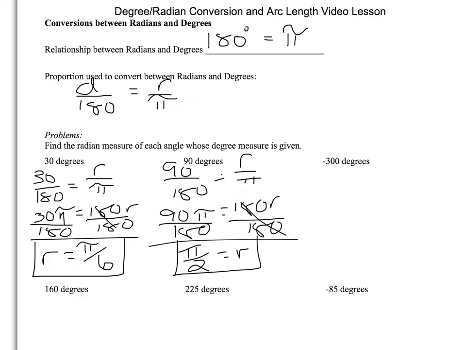Now there is an easy shortcut to do these problems if you want. And it'll always work if you want to go from degrees to radians. What you do is divide by 180. So this next one. Divide by 180, and stick a pi in the numerator. So in your calculator, when you take negative 300 divided by 180 and change it to a fraction, you get negative 5/3. So your answer is negative 5 pi over 3.